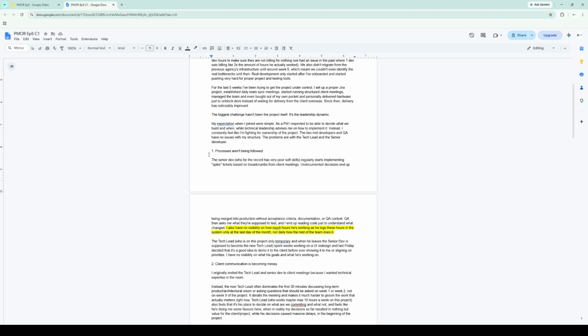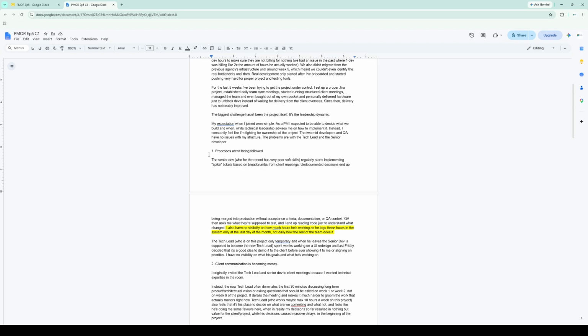The biggest challenge hasn't been the product itself, it's the leadership dynamic. My expectations when I joined were simple. As a PM, I expected to be able to decide what we build and when, while technical leadership advises me on how to implement it. Instead, I constantly feel like I'm fighting for ownership of the project. The 2 mid developers and QA have no issues with my structure.